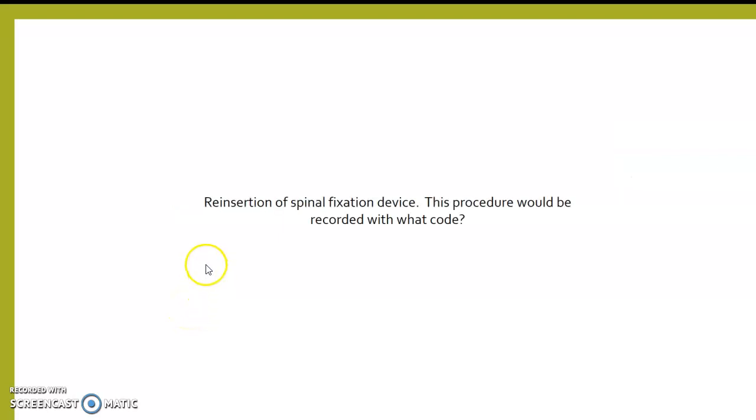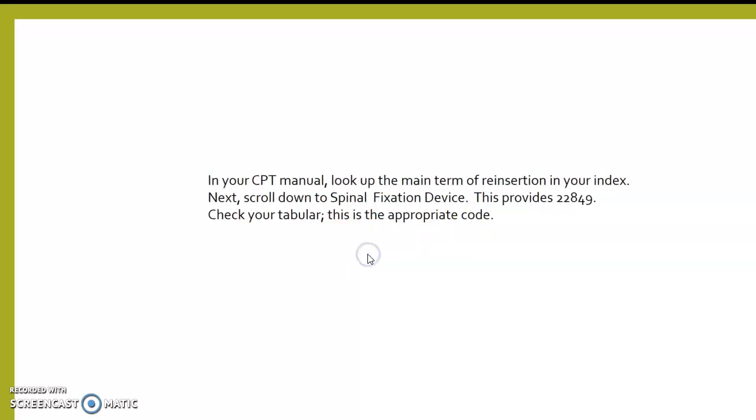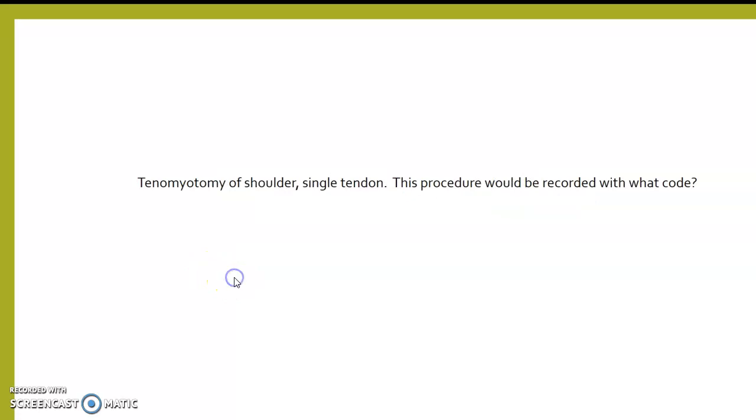For the next scenario, reinsertion of spinal fixation device, this procedure would be recorded with what code? In your CPT manual, look up the main term of reinsertion in your index. Next, scroll down to spinal fixation device. This provides 22849. Check your tabular. This is the most appropriate code.